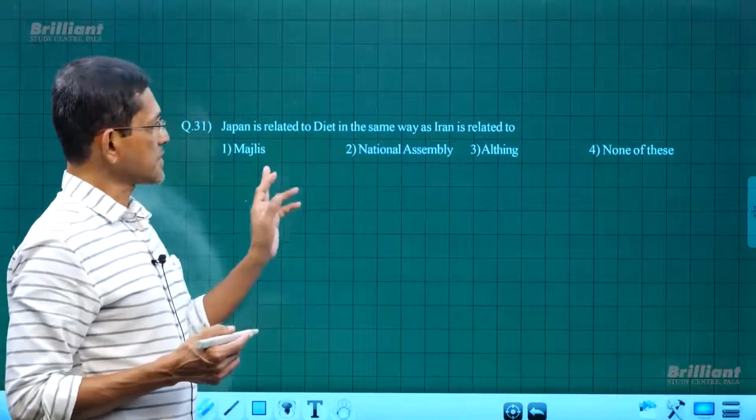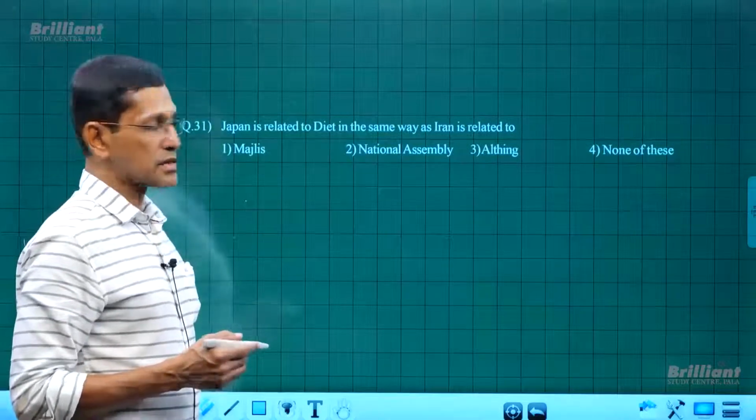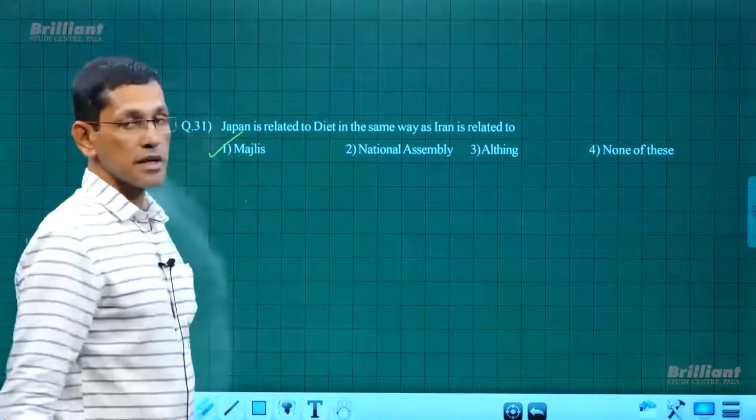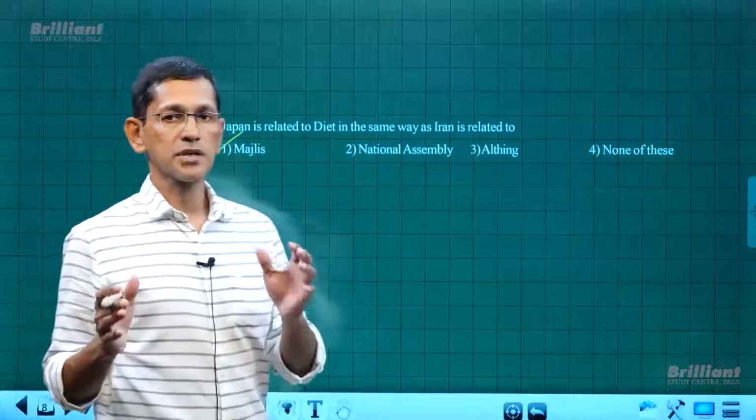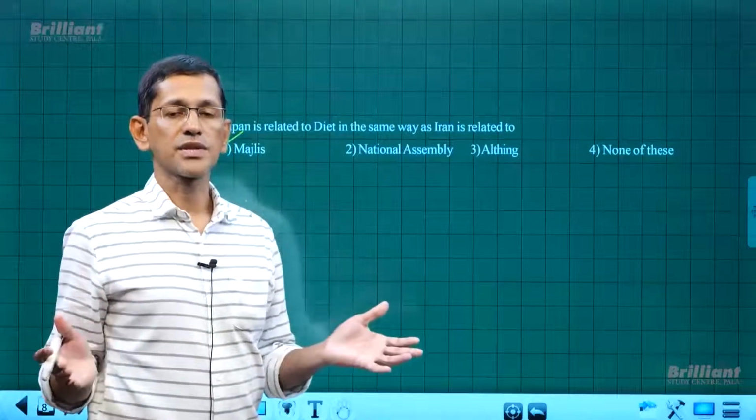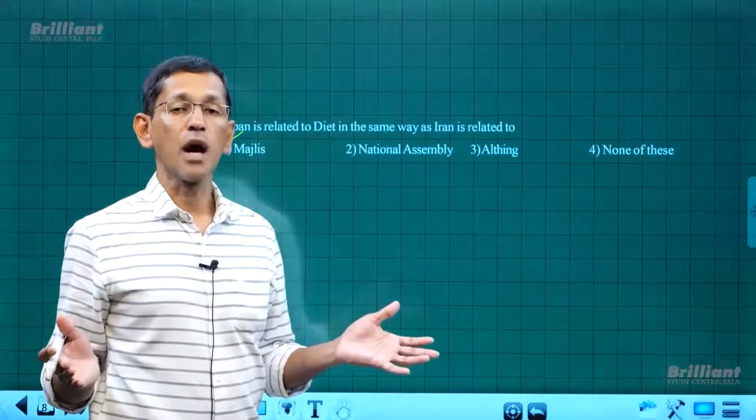And same way, Iran is related to what? Majlis. And many of these countries, their assembly has a specific name. For example, Russia, the assembly of Russia is Duma.